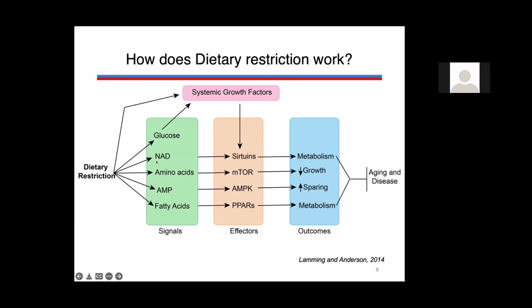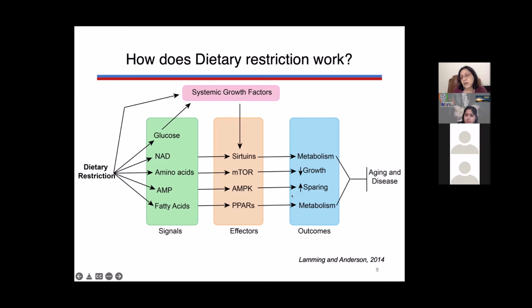The changes in the levels of these signals are actively recognized by very sensitive effector molecules. These effector molecules, together with circulating growth factors, then lead to a change in metabolism, growth, in how energy is used in our system, and also energy sparing. Together, these lead to changes in the rate of aging. However, it is not clear how these changes lead to slowing down the rate of aging, and this is still under investigation.